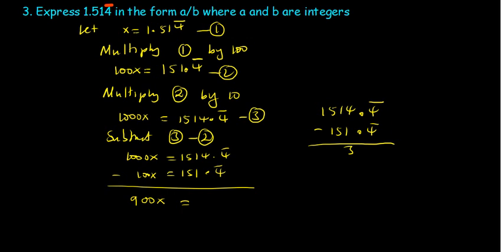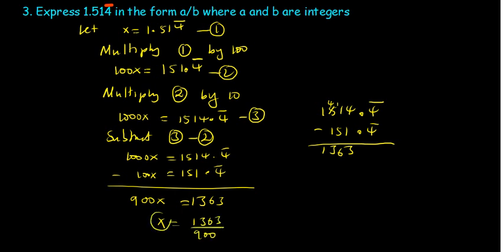1 minus 5, we can't do that, so I will remove a 1 from here to remain a 4, and that goes into 11. So that would be now 11 minus 5, which is a 6. And then 4 minus 1, that is a 3, and then you've got a 1. So this will be 1363. Now at this point, we're going to divide both sides by 900. So x is going to be 1363 divided by 900.